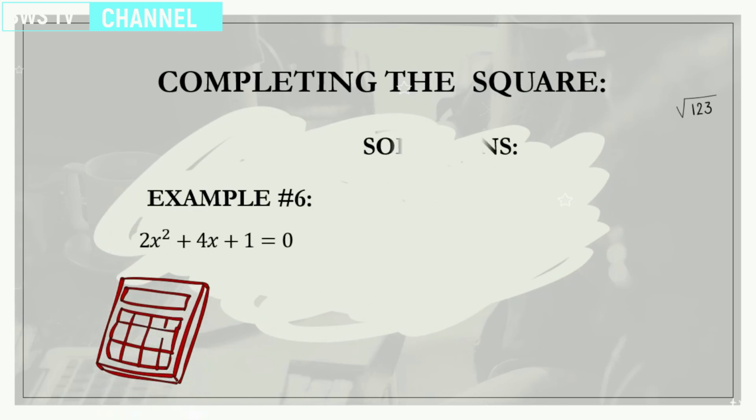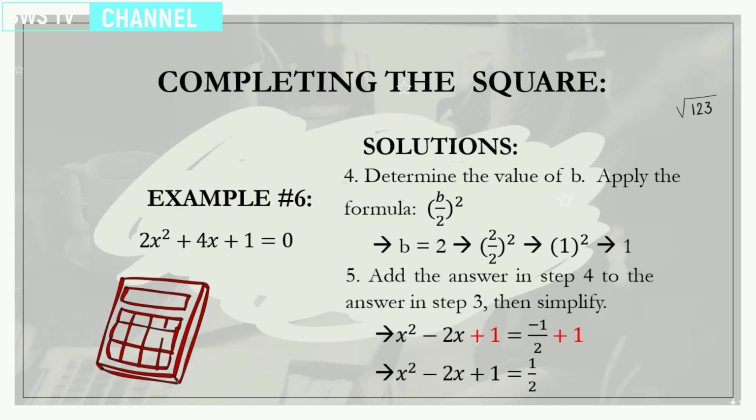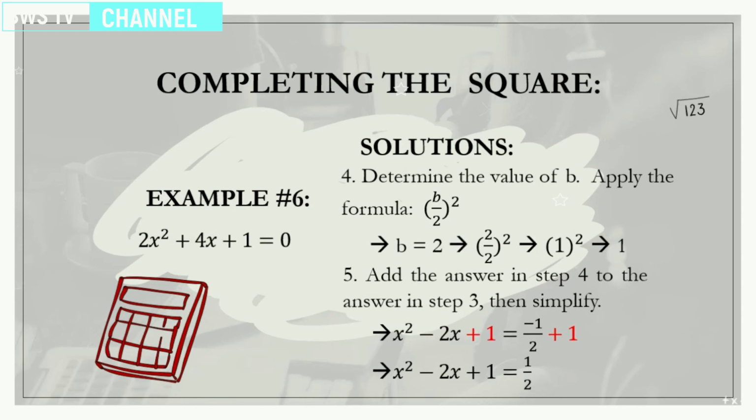Step 4. The value of b is 2, so 2 divided by 2 is 1. 1 times 1 is 1. So add x squared minus 2x plus 1, then negative 1 half plus 1. Simplify, so x squared minus 2x plus 1 is equal to 1 half.